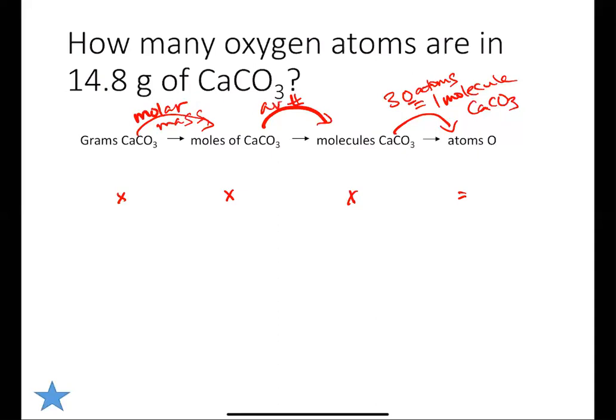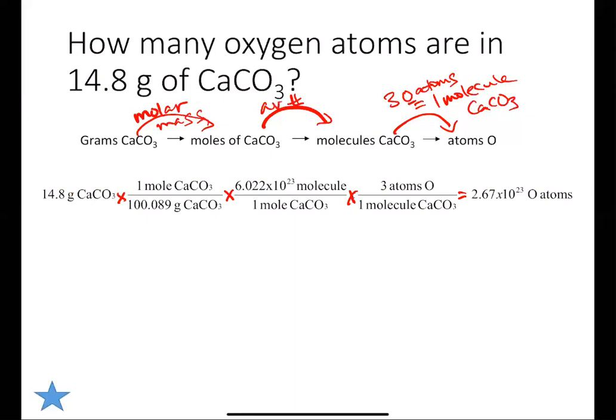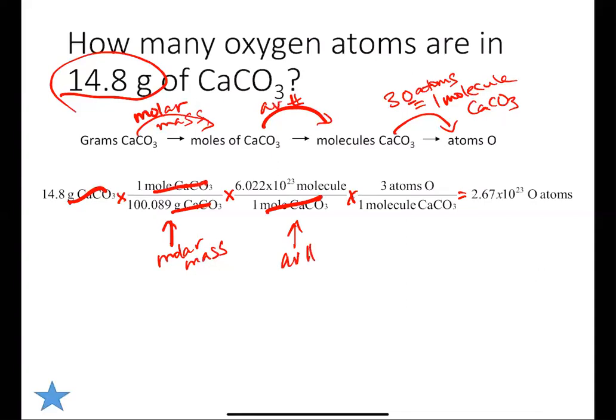Here's our plan. We're going to start with our 14.8 grams of calcium carbonate because that's what we're given. We are using here the molar mass. This is directly off the periodic table. We added up 1 calcium plus 1 carbon plus 3 oxygen, and we got 100.089 grams. So our grams are going to cancel here. Now we have moles of calcium carbonate, and that cancels here because we're putting molecules. This is Avogadro's number, and I hope it's okay that I abbreviated it AV. It's just too long to write out.